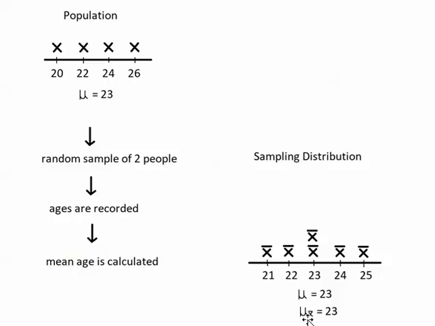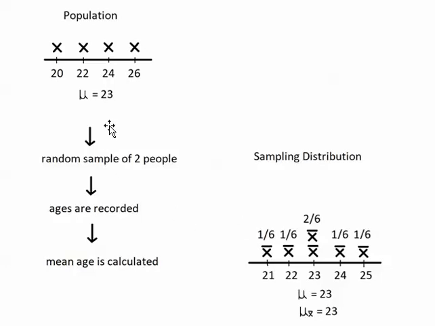Mu x bar is a symbol for the mean of a sampling distribution. So what this is saying is that if you add these 6 sample means and divide the total by 6, you get 23. These two numbers always come out to the same number. The mean of the population and the mean of the sample means always come out to the same number.